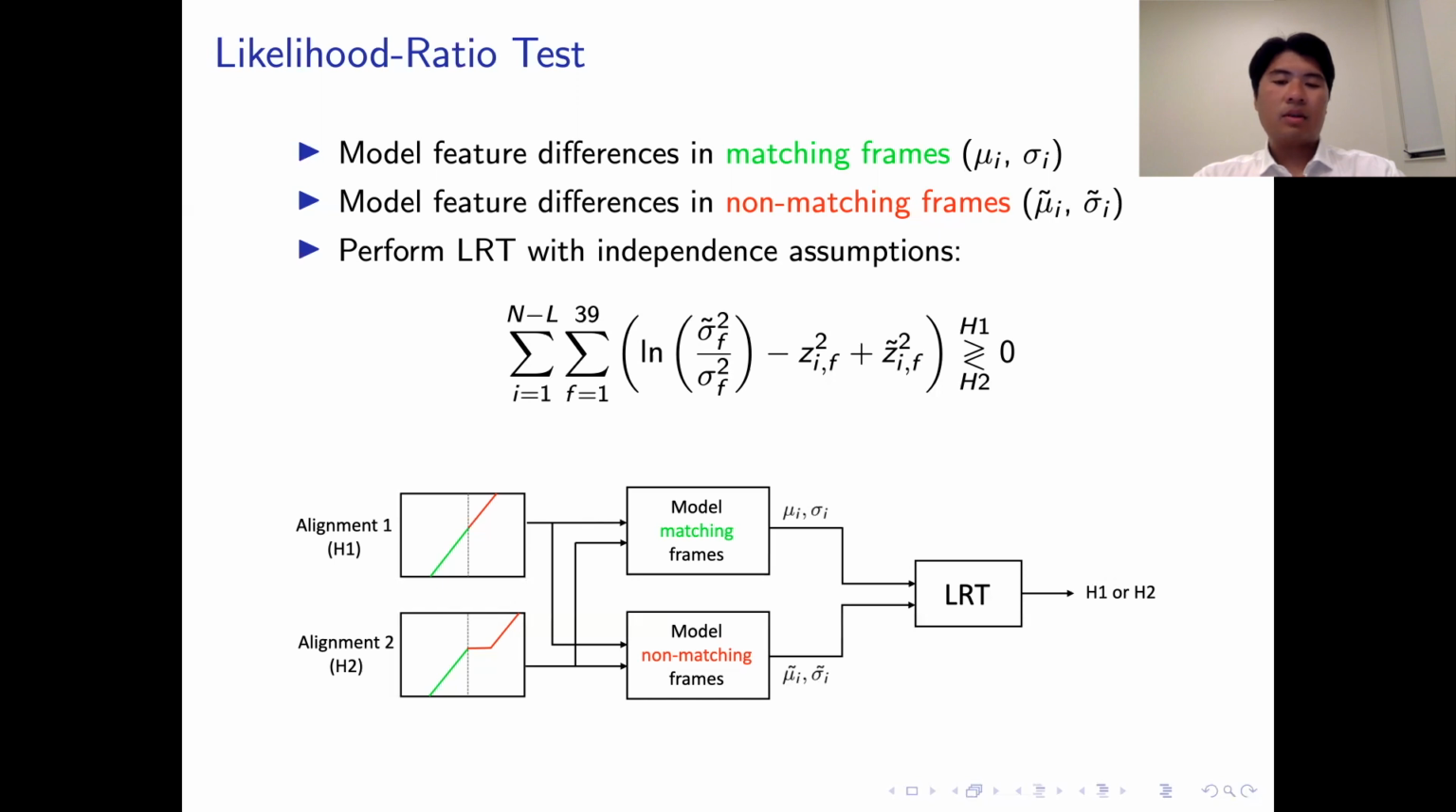These elements are shown in the figure below highlighted in red. For these non-matching frames, we construct a model for feature differences, assuming that non-matching features are independent. After this modeling, we have two different sets of models. One set of 39 scalar Gaussian models describing matching frames, and another set of 39 scalar Gaussian models describing non-matching frames. Then we perform a likelihood ratio test on the two hypotheses using the query frames as observations.